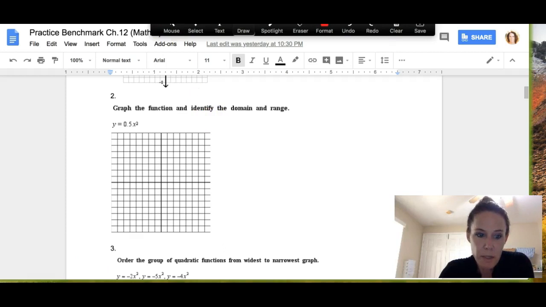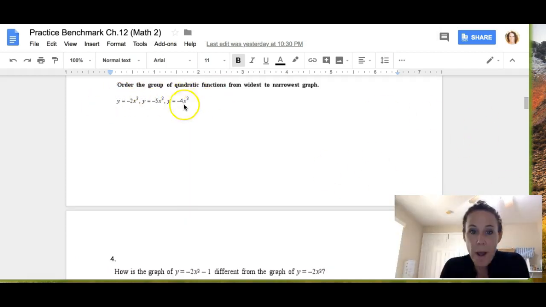Let's pause it. All right, now talking about how wide or how slender we should make our graph, they want us to order this group of quadratics from widest, so how fat it is, to the narrowest. Now if you look, the A value tells you if you open up or down, and each one of these has an A value that is negative. It's negative here, negative here, negative here. So each of these graphs is going to open down. Now, how fat or skinny should I make it?